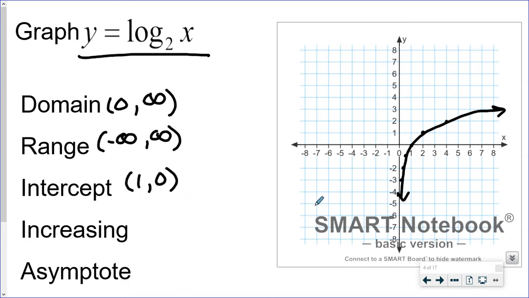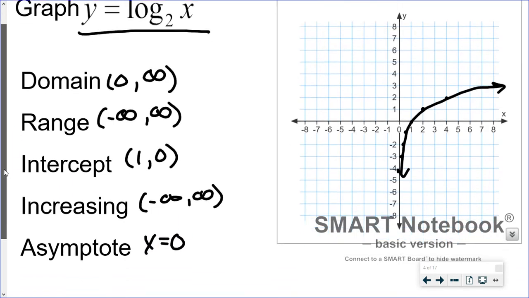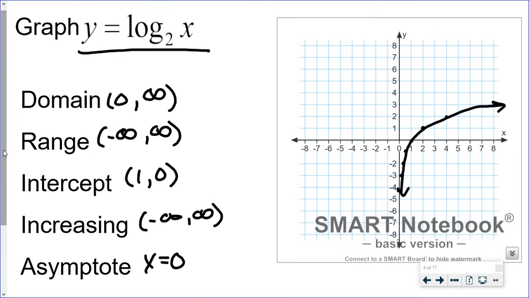All right, an intercept, we don't have a y-intercept, but we do have an x-intercept of 1, 0. All right, where is this graph increasing? It's increasing everywhere. All right, do we have an asymptote? We do. We have this vertical asymptote that as we approach 0 here, we will approach the asymptote of x equals 0. And that's all of our basic attributes of a logarithmic graph.